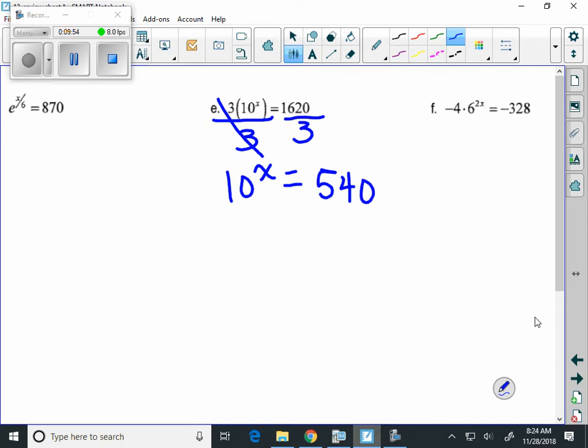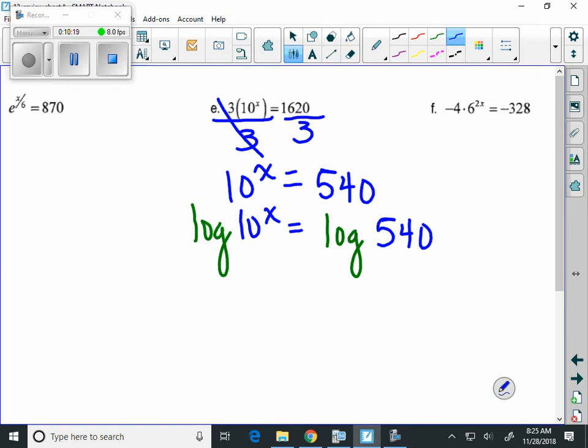Once we get this set up the way it needs to be, then in order to solve this, we have to use a logarithm because the exponent in here is the variable. So we're going to put a log on both sides. We get log of 10 to the x equals log of 540. And now we're going to use our power property. And our power property says we're going to take this value of x and write it out in front.